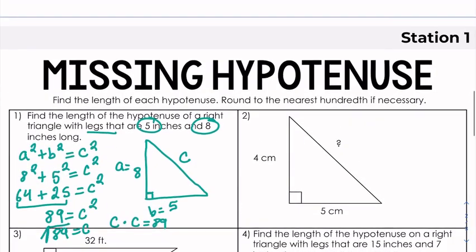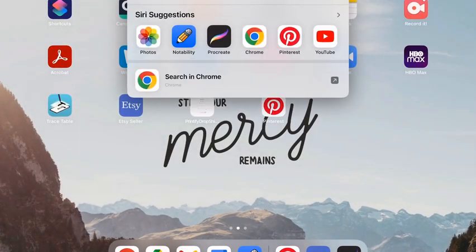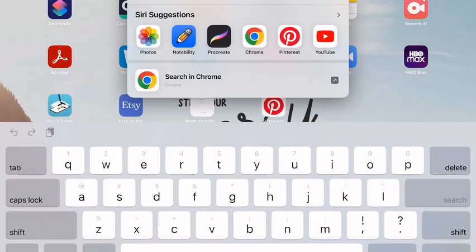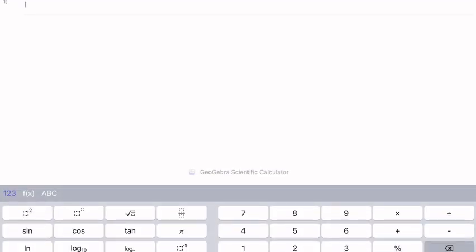Oh, I don't have calculator on here. That's annoying. All right, we're just going to have to search for it. All right, I'm going to use this one. All right, so I'm going to find the square root of 89. So I need the square root symbol, 89.